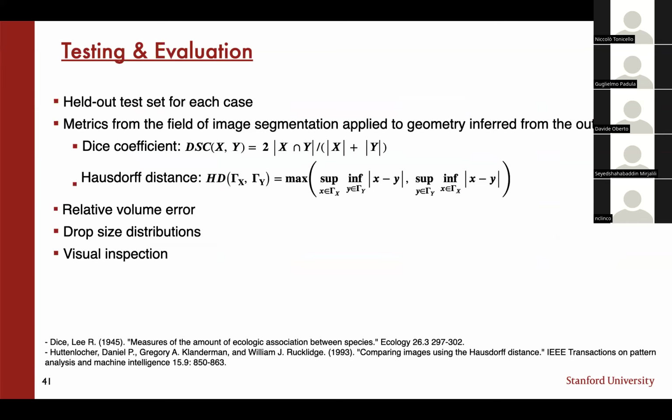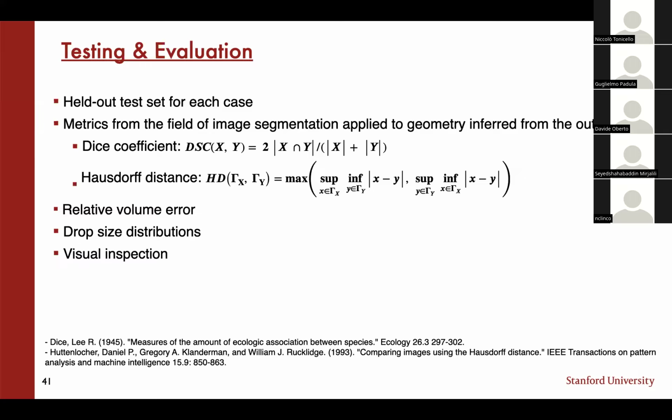And to evaluate this, what we looked at is basically metrics that look at how accurately we've actually represented or reconstructed the geometry. So that's where we went to computer vision metrics like dice coefficient and Hausdorff distance, right?